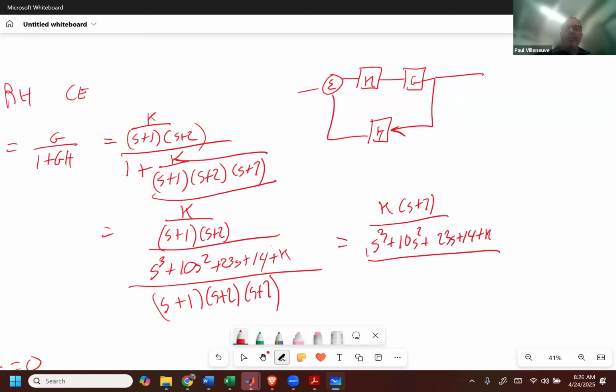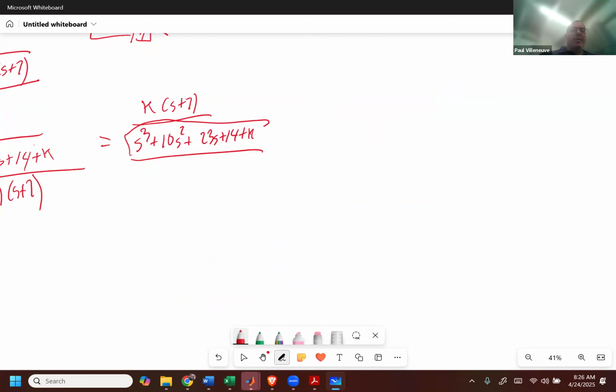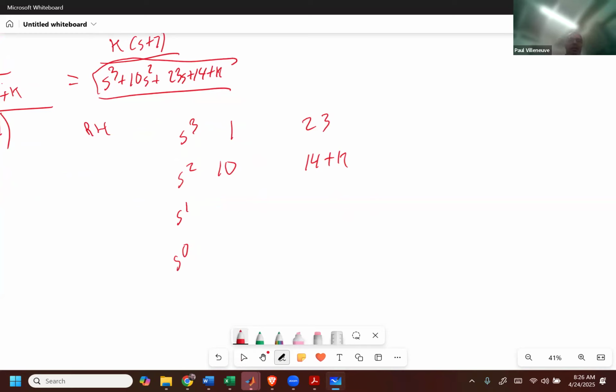I need the characteristic equation, which means I need this. So now I'm ready to do my Routh-Hurwitz. Here's my s cubed row, s squared, s to the 1, s to the 0. Start putting in my coefficients. 1, 23, 10, 14 plus K. To solve for my s1 term, it's -1 over 10 times the determinant of above. So it's 14 plus K times 1, which is just 14 plus K, minus 230, 10 times 23.